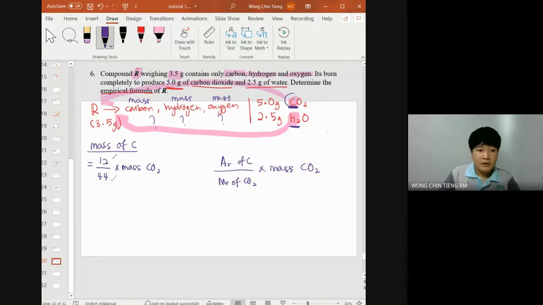Boleh? So, mass of carbon over here, mass of carbon dioxide over here given 5.0. So, darab je lah 12 bagi 44 darab 5. So, kamu akan dapat terus mass of carbon in gram because everything is in gram at this moment. Tashini, answer?